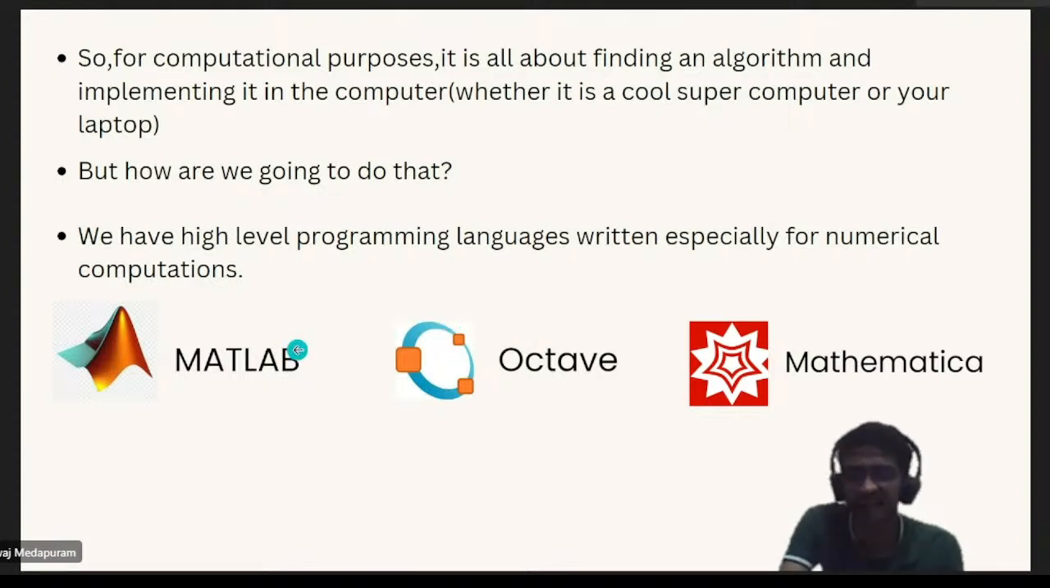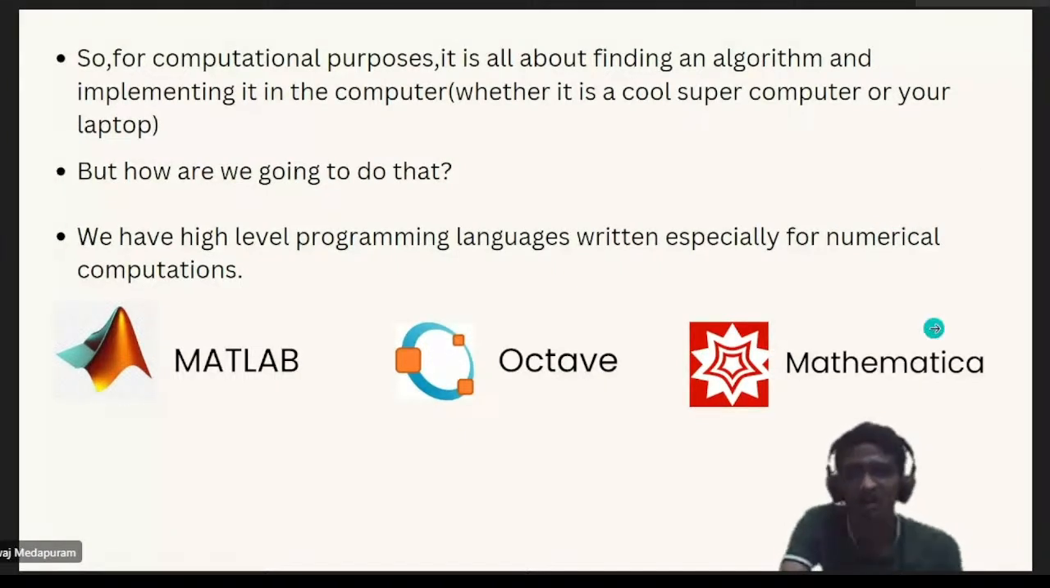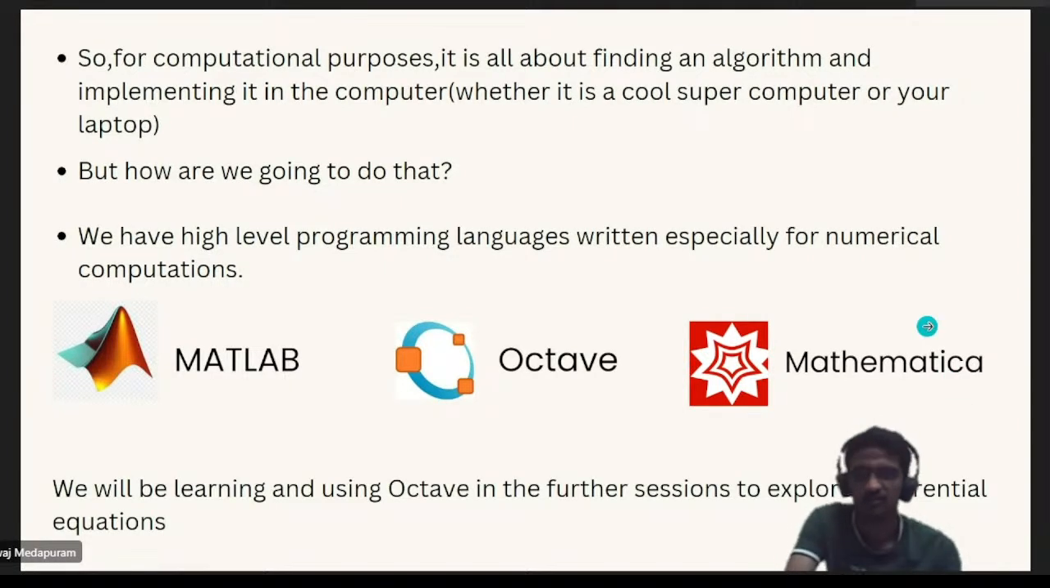MATLAB is an excellent software, but it is paid. You need a license for it. And Octave is entirely free and open source also. So we will be using Octave for the next 2 sessions to solve the algorithms.